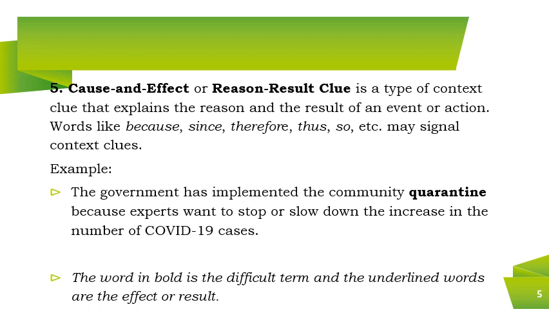Example, the government has implemented the community quarantine because experts want to stop or slow down the increase in the number of COVID-19 cases. Can you guess what is the cause in the sentence? We have the cause and effect. We have the reason and the result. Now, kindly guess the cause. So, the cause is, yes, because we have the word because. Because experts want to stop or slow down the increase in the number of COVID-19 cases.